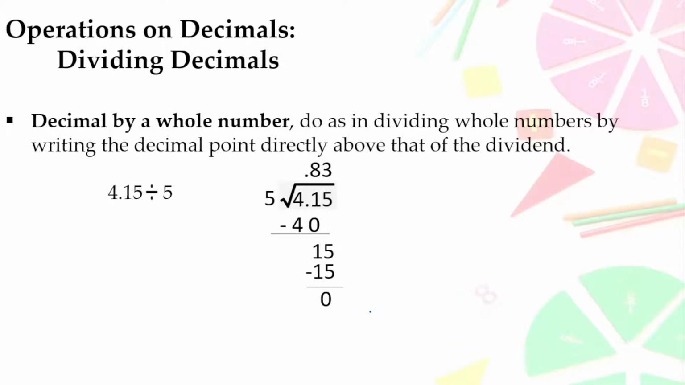So, next, dividing decimals naman po. So, in dividing decimal, there are two ways. So, the first one is decimal by a whole number. Ayan. So, magde-divide po tayo ng decimal into whole number. So, do as in dividing whole numbers by writing the decimal point directly above that of the dividend. So, isusulat lang po natin kung paano po tayo mag-divide ng whole numbers. And just simply copy the decimal point. Kailangan po nakaline. So, ang magiging sagot po here is 0.83. Okay? So, madali lang po mag-divide ng decimal by whole number.